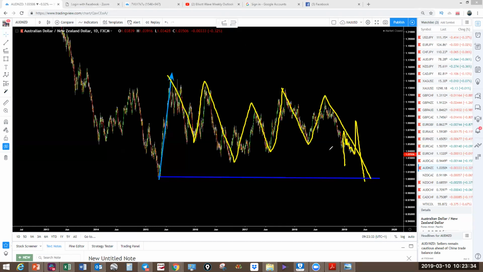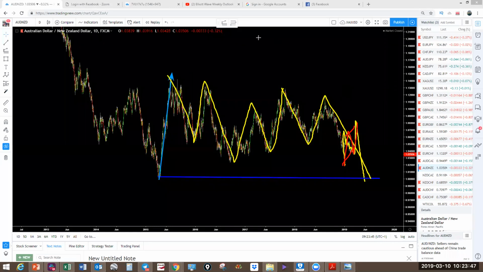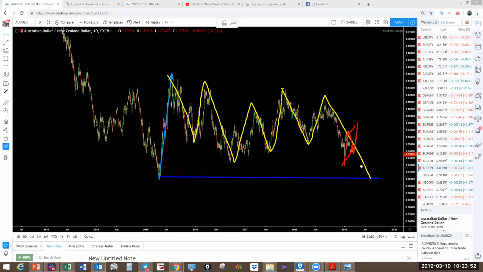Let me use green here, or rather a different color. Let me use red for this one. There will be a continuation pattern, and we remove that in yellow so it does not look the same. So this is why I'm expecting a continuation pattern to come and retest this.